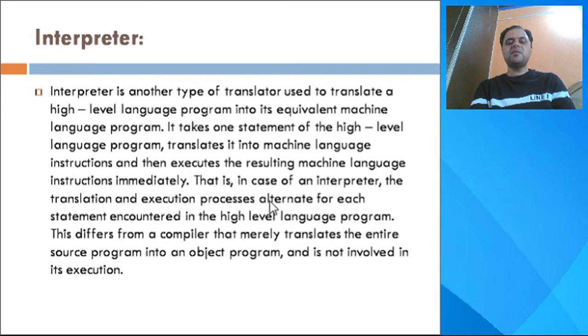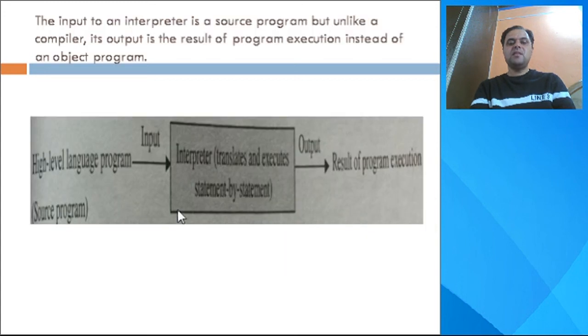In the case of an interpreter, the translation and execution processes alternate for each statement encountered in the high level language program. This differs from a compiler that merely translates the entire source program into an object program and is not involved in execution. What a compiler does is convert the whole program into a machine language program and it will not execute it. But what an interpreter does is take instructions one by one, convert them into low level language and execute them. So this is the interpreter.